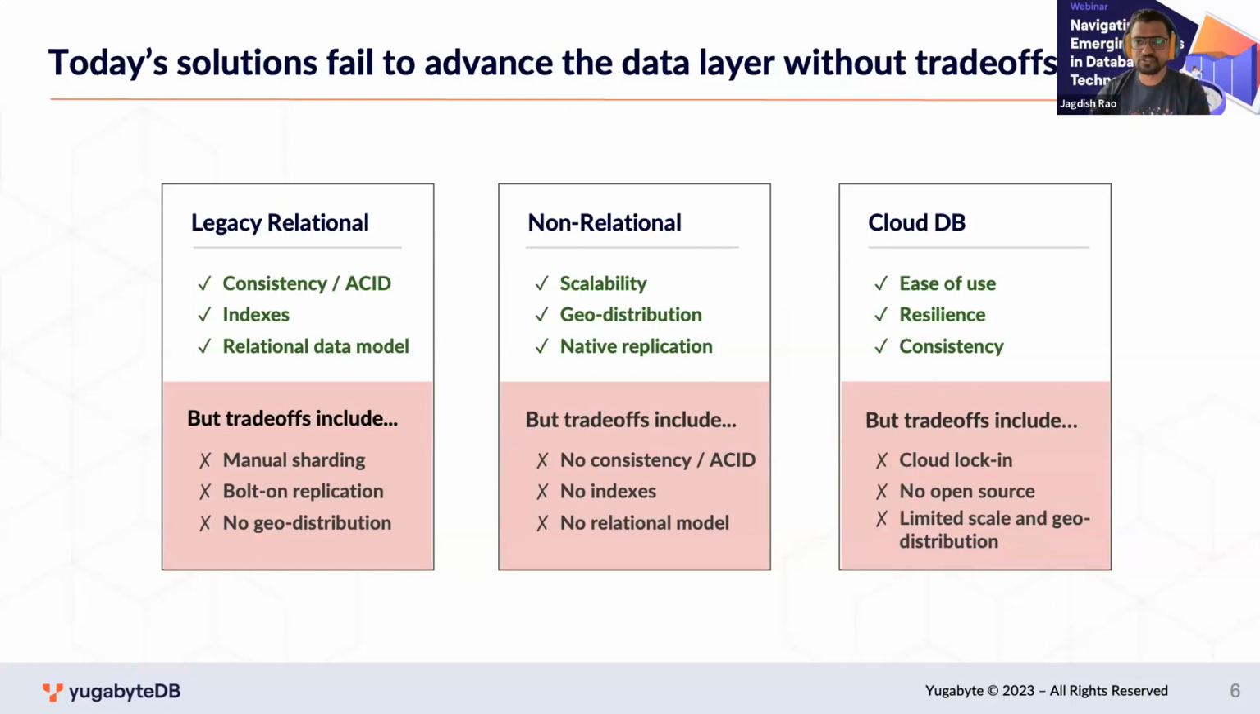Your DBAs have to shard the data manually. There's again a bolt-on replication, so you need to define the replication on those databases, and then they lack the feature of geo redundancy or geo distribution, which again puts your thoughts into backtrack, where you cannot meet the demands for your global user base.